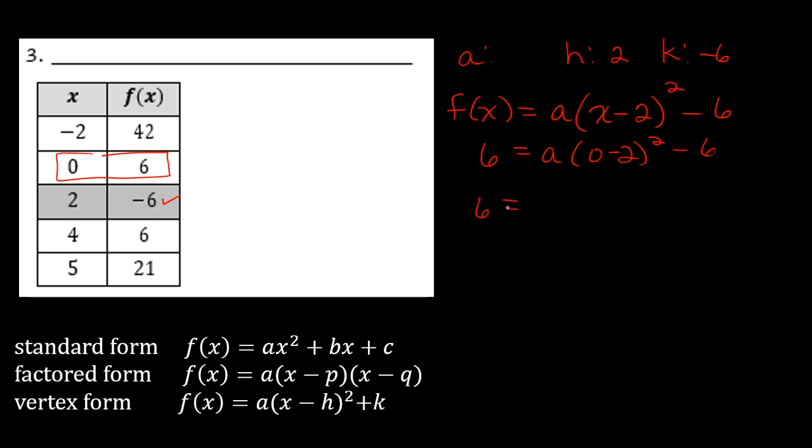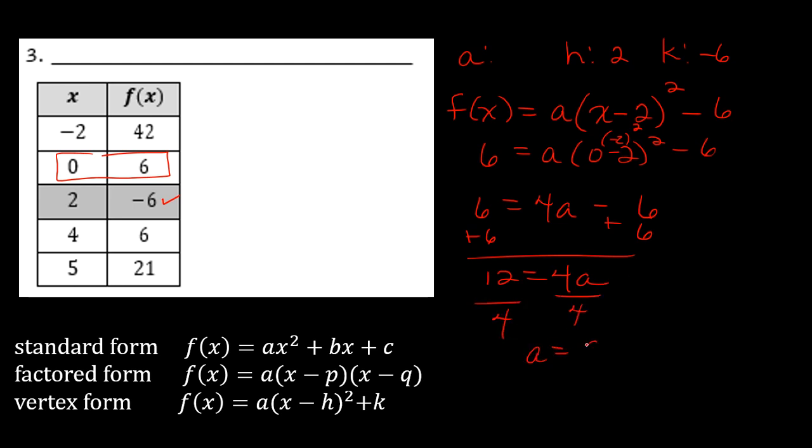We're going to simplify the right side, order of operations. So I'm going to do my exponent. That gives me -2 and it's squared. So that's +4 times a. And now we're going to solve for a. Add 6. Divide by 4. And my a value is 3. So my vertex form for this equation is 3 times x minus 2 quantity squared minus 6.